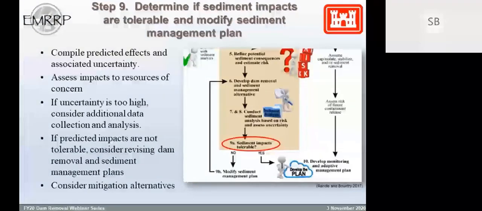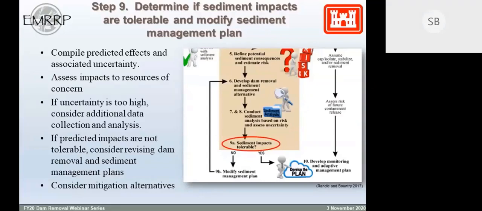And so once we have our sediment impacts compiled and the predicted uncertainty, we need to assess the impacts on the resources of concern. And so we need to determine if those impacts and uncertainty are deemed tolerable. And so if those are deemed tolerable, then we can move on to the next step. But if they're not, then there's a couple things we can do. We might try to reduce some of that uncertainty. We may try to collect more samples or do additional analysis so that we have a little more confidence in our results. Or we may go back to the drawing board and revise the dam removal and sediment management plans.